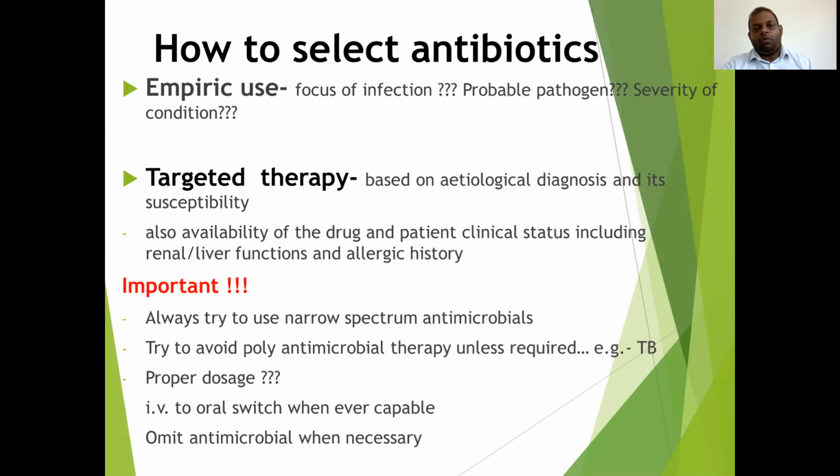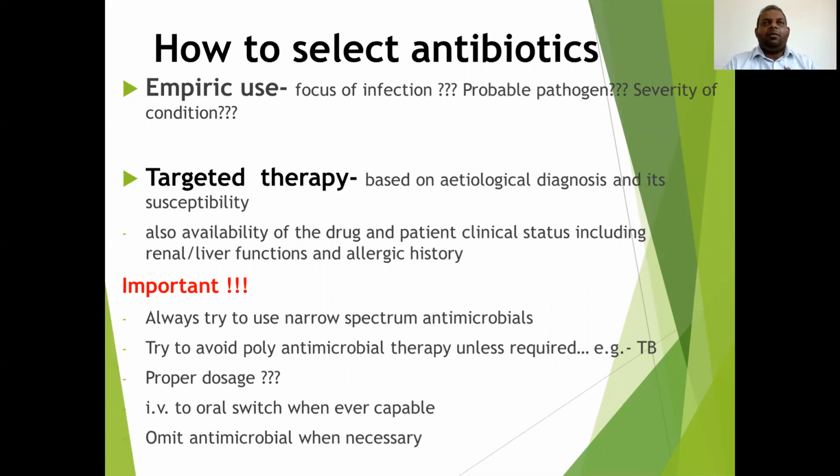For empiric use, you should have an idea of the focus of infection, like clinical history and examination together with other investigations will provide. Is it pneumonia, upper respiratory tract infection, ear infection, sinusitis, GI infection, urinary tract infection, central nervous system infection, skin and soft tissue infection, likewise. What could be the probable pathogen? How severe is the condition? Based on that, you can select.